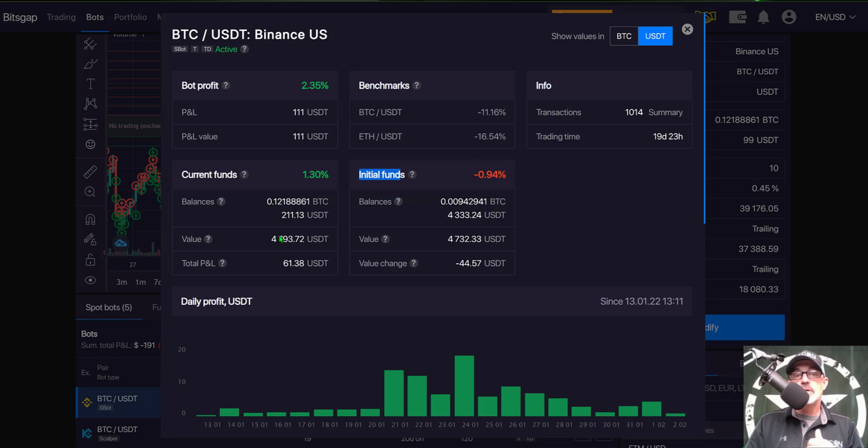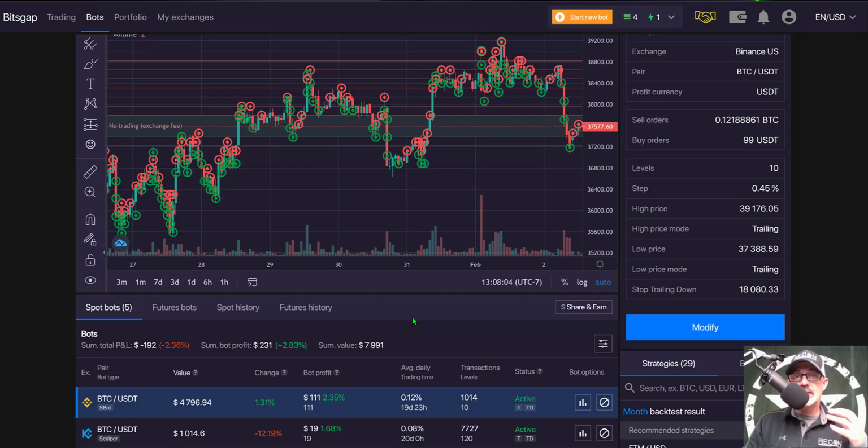So again, it calls into question some of these figures. I can tell you that I do have this much BTC over on my exchange, and I also have this USDT. This part does actually balance out, but for whatever reason, these figures clearly are not correct. So at the end of the day, the results are the SBOT absolutely destroyed the scalper bot. Honestly, that's pretty much what I expected.